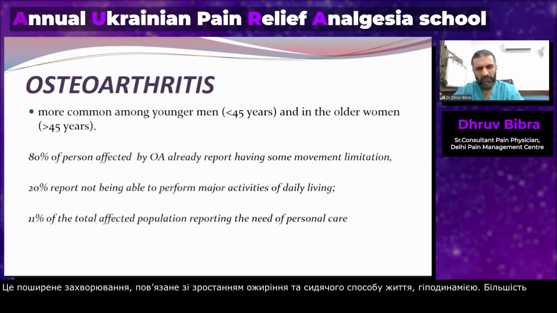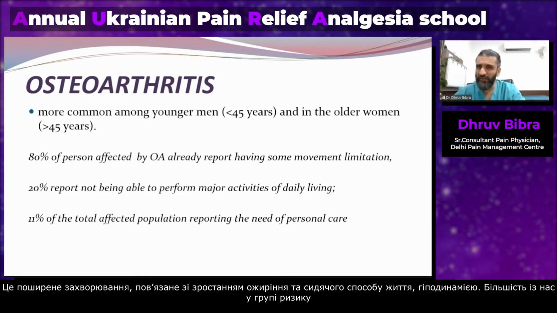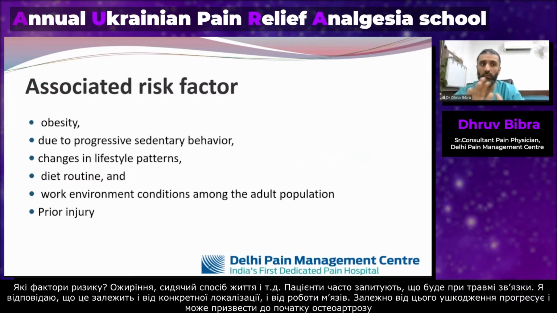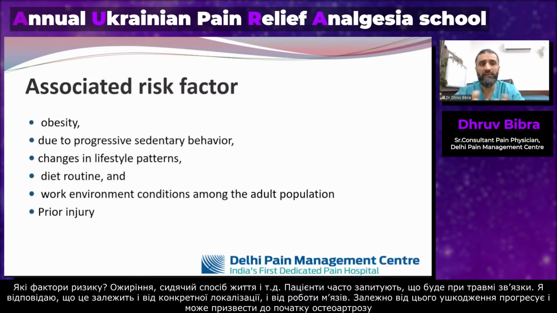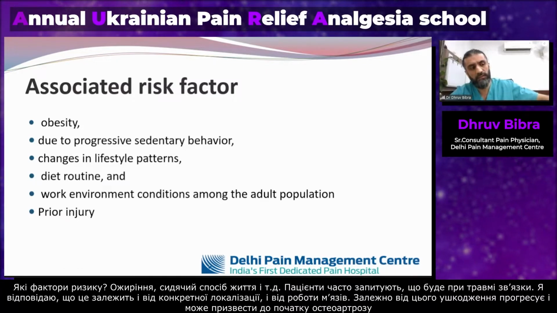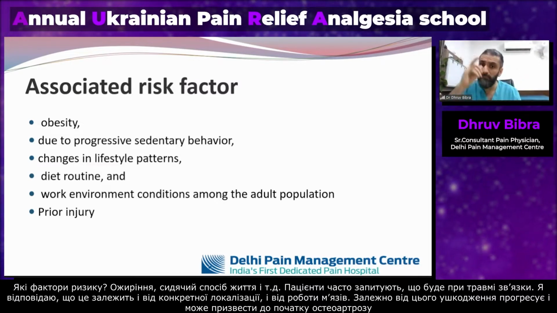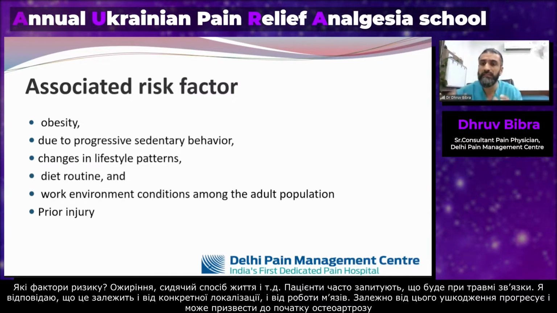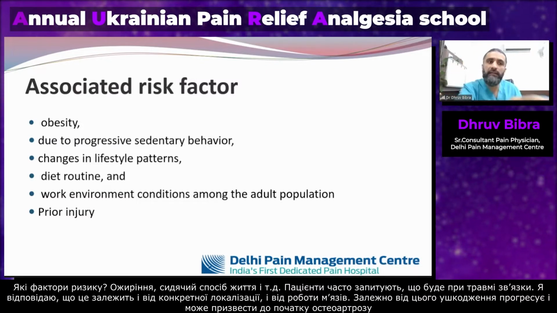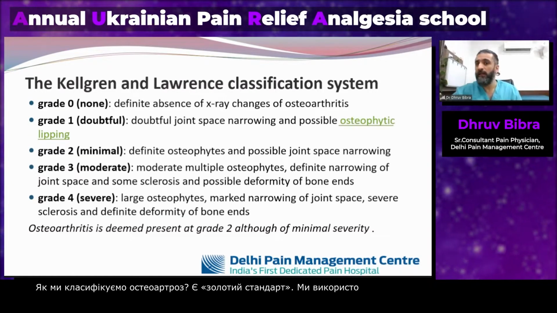Osteoarthritis, again, is very common, and with increased obesity, sedentary lifestyle, and lack of exercise, most of us are predisposing ourselves to this problem one day or the other. So as I told you, the associated risk factors are obesity, sedentary lifestyle, life patterns, diet, and prior injury. Patients always ask me, sir, what will happen if I have a ligament injury? I tell them to make sure their weight doesn't increase and that they have good muscle strength, because prior injury will progress and lead to early onset osteoarthritis.